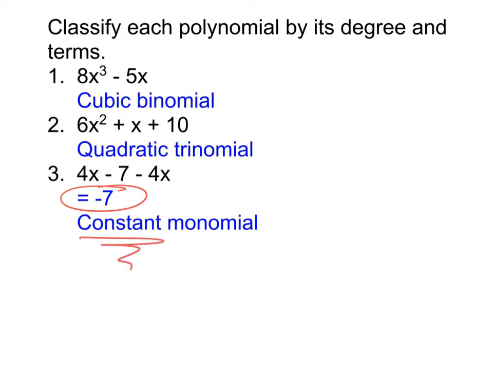You can never have a constant binomial, because if you did have a constant binomial, like 5 plus 3 or something like that, you could combine like terms and simplify it first into a constant monomial. So every time it's constant, it will be a monomial. And for that reason, oftentimes you'll see constants only referenced just as constant, and people will often leave out the monomial part. Technically, it is still there, but yes, constant insinuates that it is monomial.